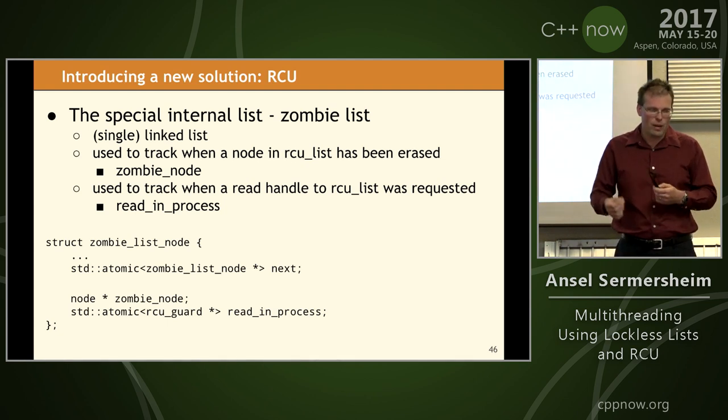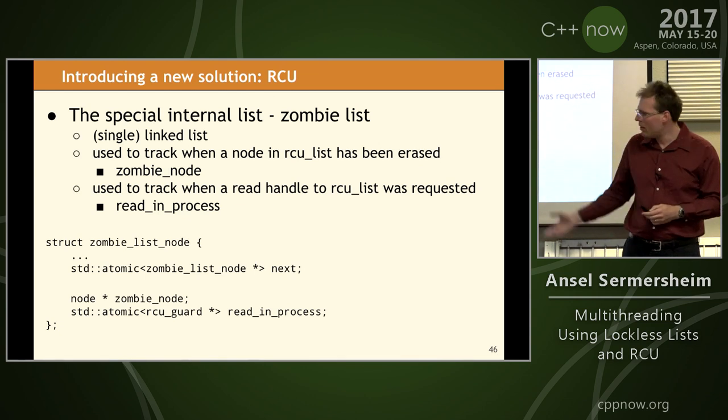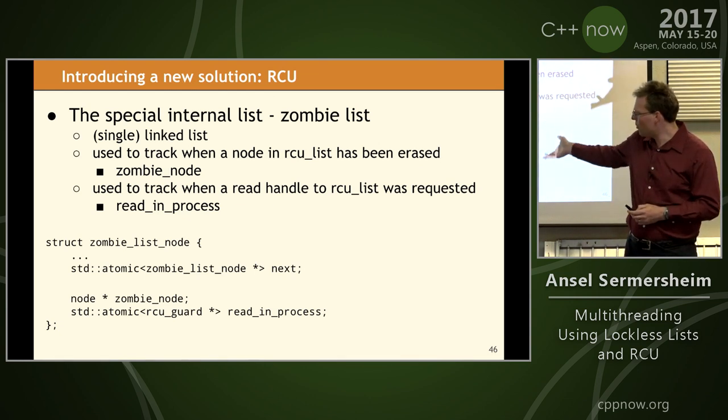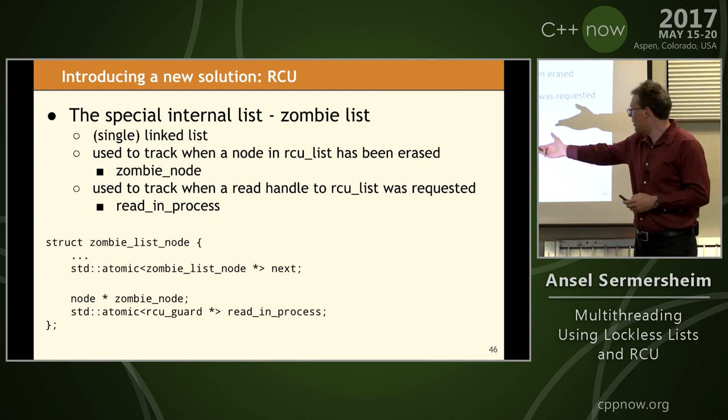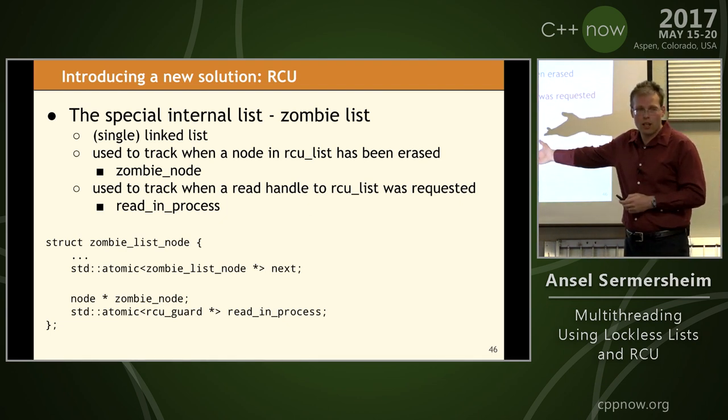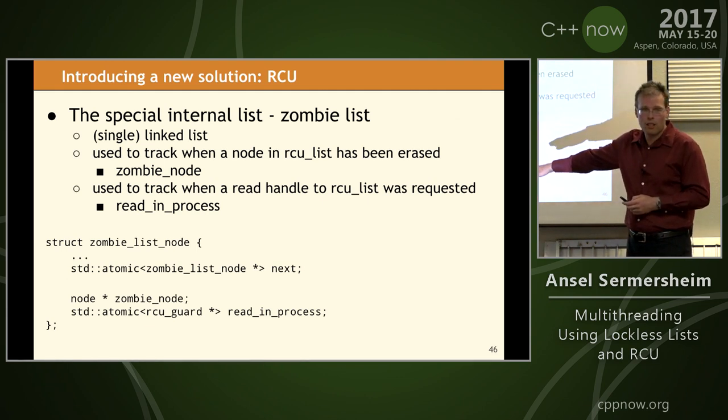So it tracks a read in process. As you'll see, this is a singly linked list. This is what a zombie list node looks like. We've got an atomic pointer to the next entry in the zombie list. We've got a non-atomic pointer, because we don't need atomicity here, to the zombie node that may potentially be unused.